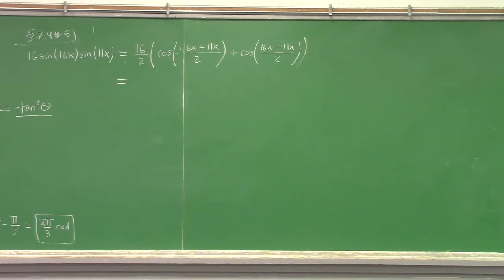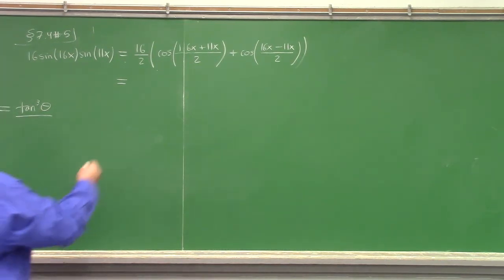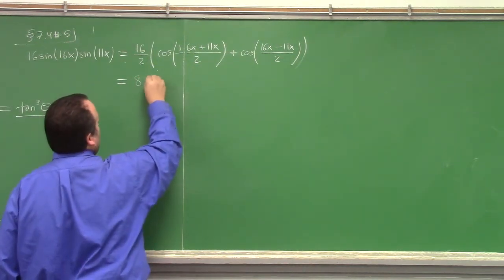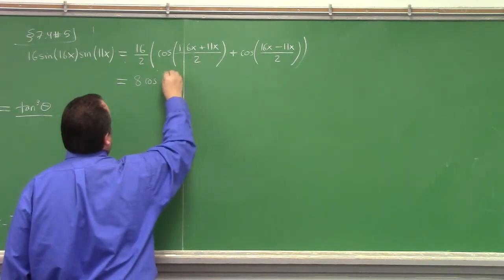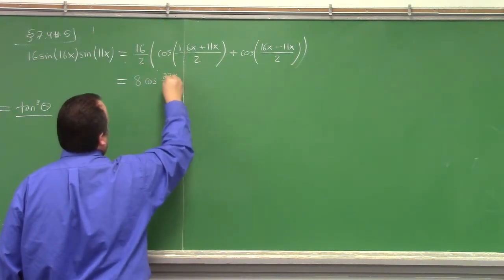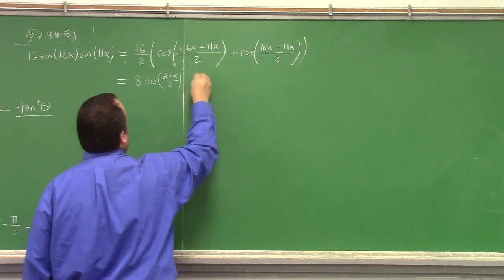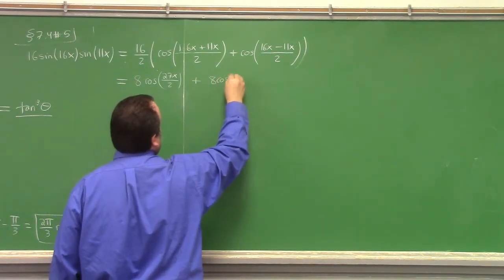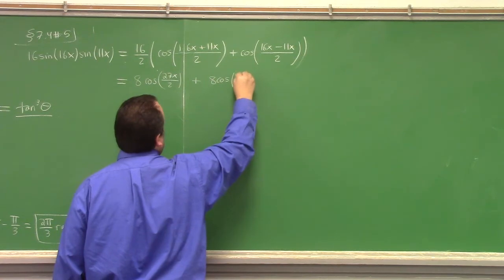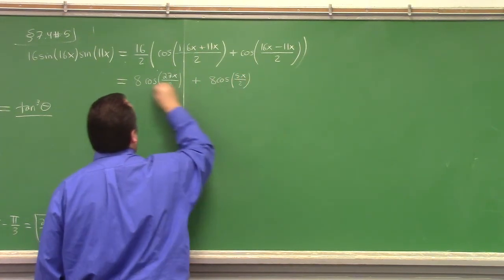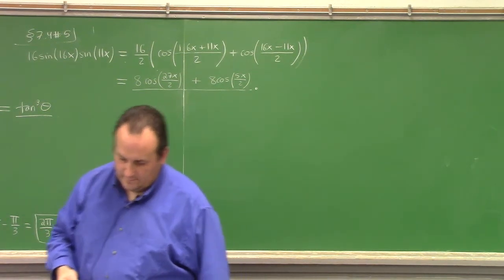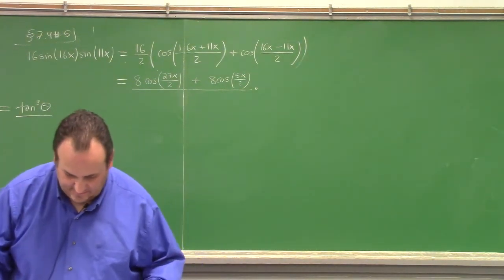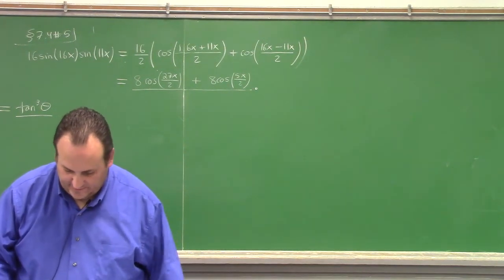All right, so we've got 8 times the cosine of, let's see here, 16 plus 11 is 27x over 2, plus 8 cosine of, looks like 5x over 2. There you go. It doesn't have to be complicated, right? What other one would you guys like me to work in here?